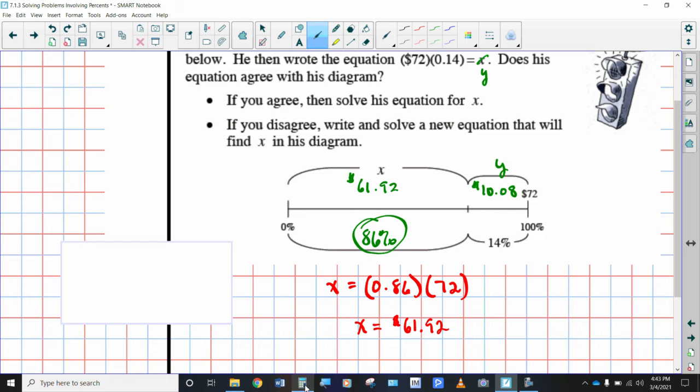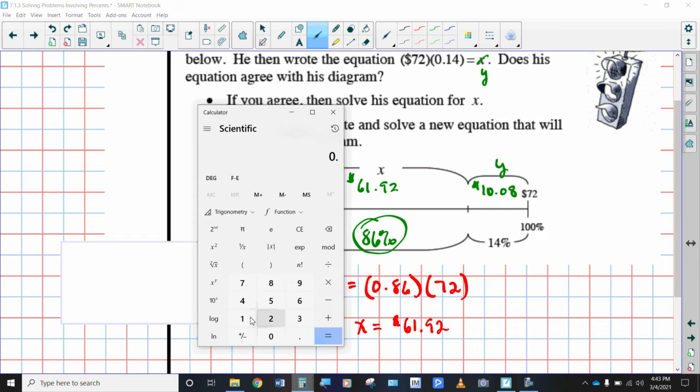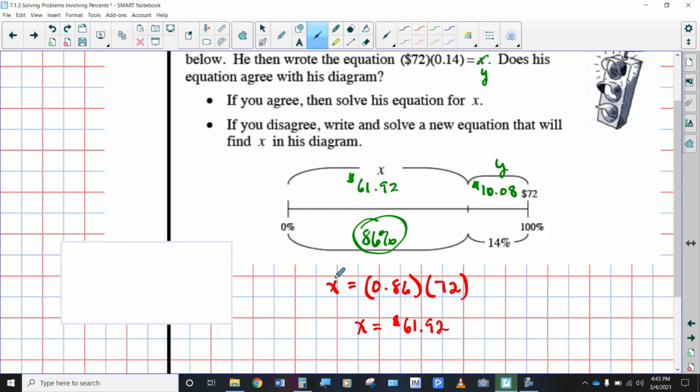Now, of course, I'm curious. What is 14%? 0.14 times 72? $10.08. There you go. Okay, so we got that down.